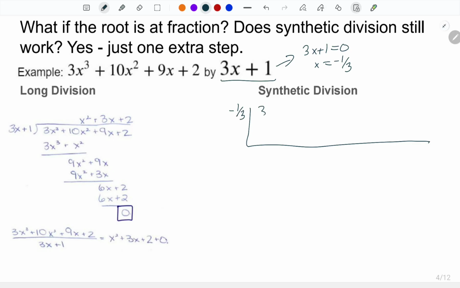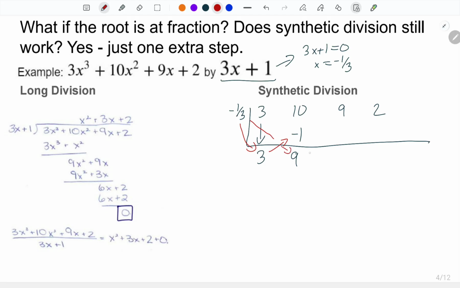And we write down the coefficients of our big polynomial, 3, 10, 9, and 2. Then drop the first number, write that down, and do the steps of multiplication and addition. Just repeat that over and over. So 3 times negative a third is just negative 1. 10 minus 1 is just 9. Okay, again.